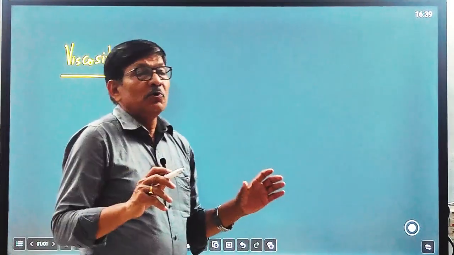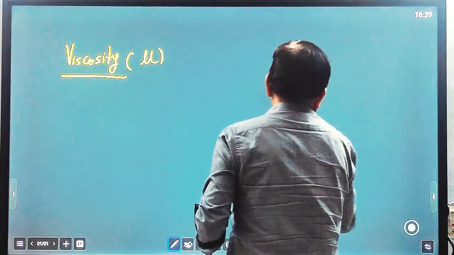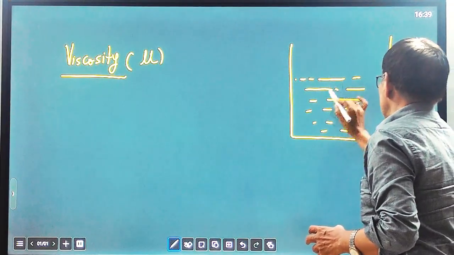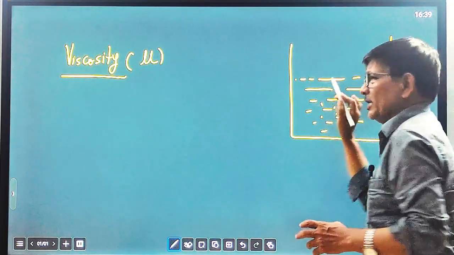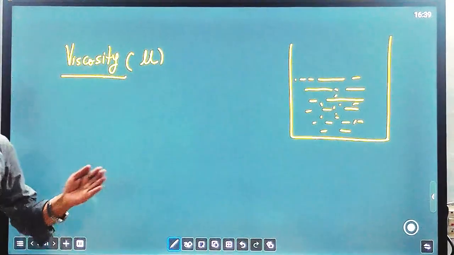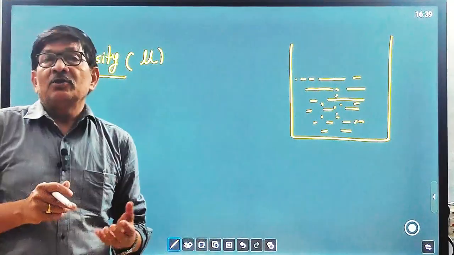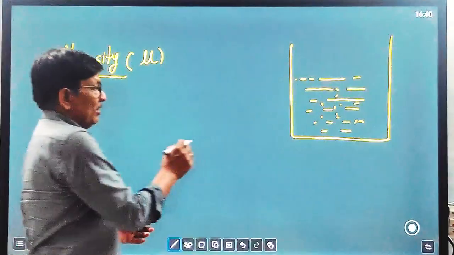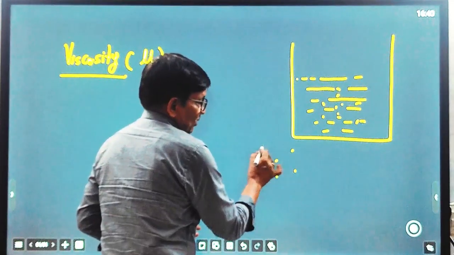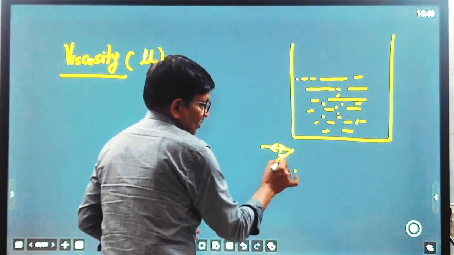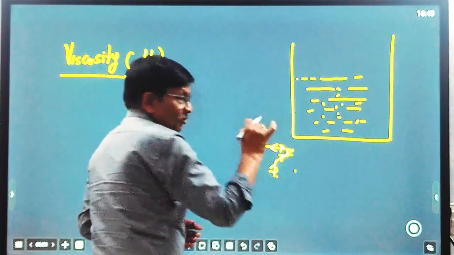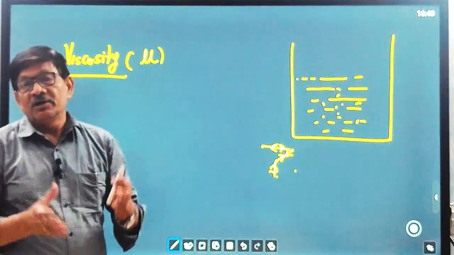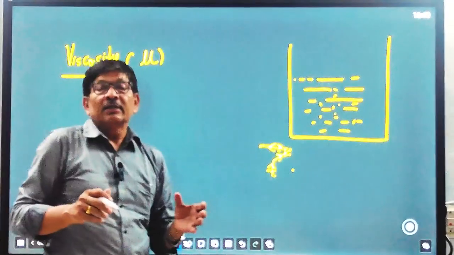We know that a fluid is made of molecules. You see that there is a fluid inside a container, and there are so many molecules inside it. These molecules continuously interact with one another. They collide continuously, and intermolecular forces also act between two fluid particles. So due to this combined action of intermolecular forces and collision of molecules, a property of resistance is created.